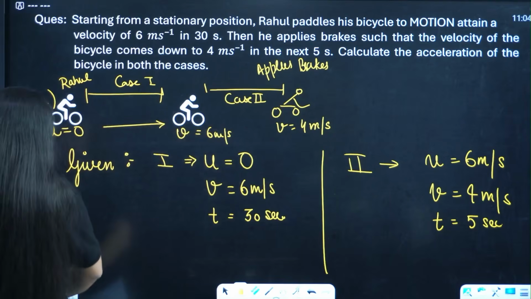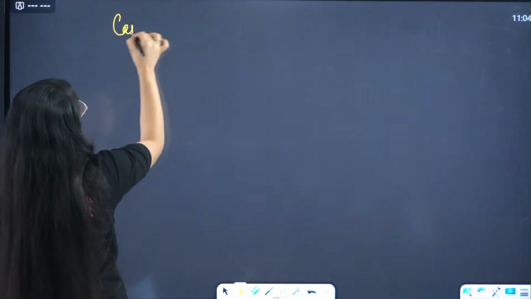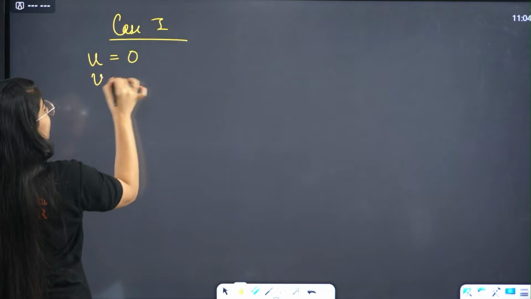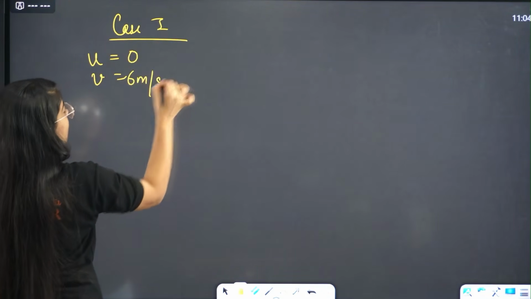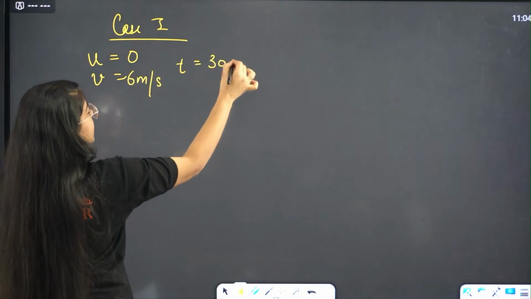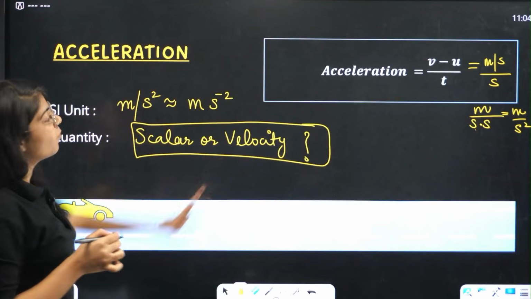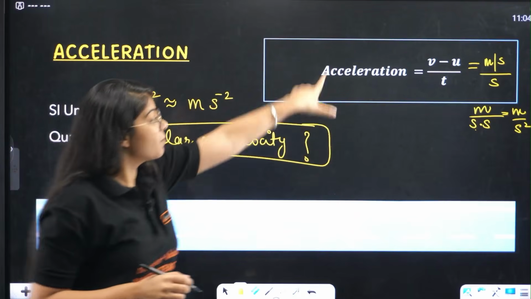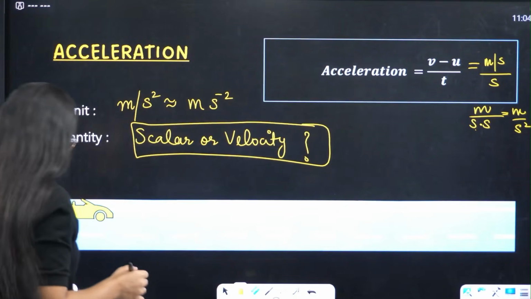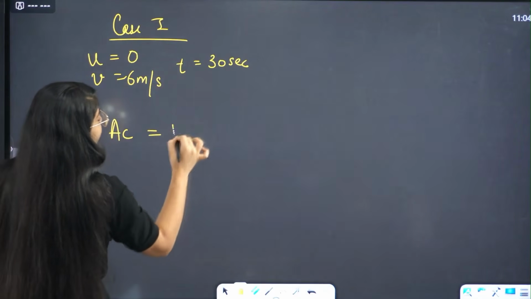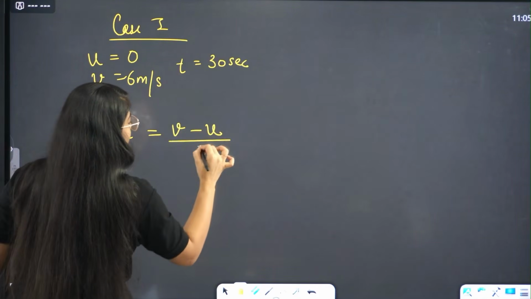So let's start with the very first case, case 1. In case 1, u was 0, v was 6 meter per second and time was 30 seconds. So we know the formula of acceleration, right? Final velocity minus initial velocity divided by time, v minus u divided by t. So acceleration will be v minus u divided by t.